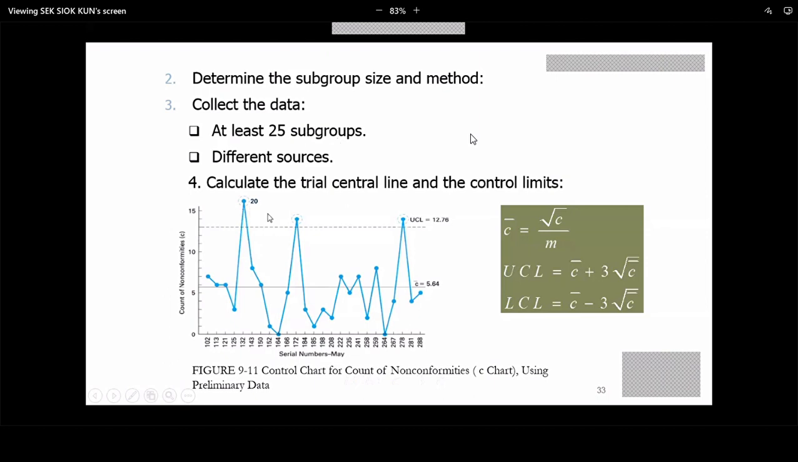From there you can see observation 20 is out of control, and then this one is which one? So they are out of control.